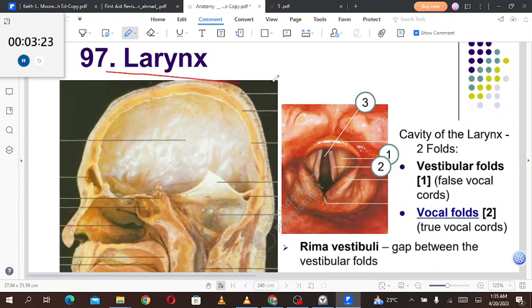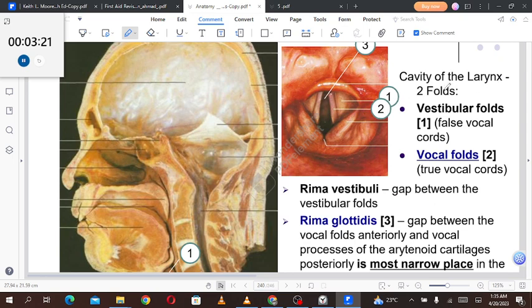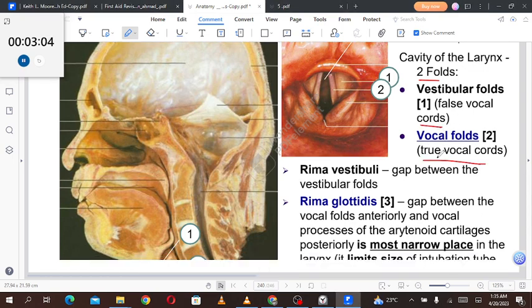Talking about the larynx, point number 97 is about the larynx. In the cavity of the larynx, there are two folds. The vestibular folds, which are located over here, are the false vocal cords, and then we have the vocal cords, which are the true vocal cords.